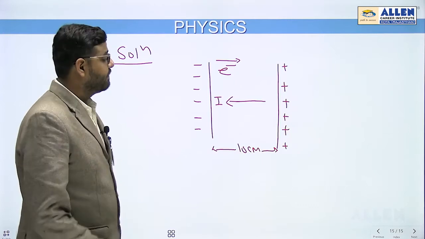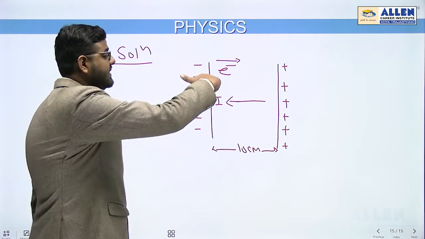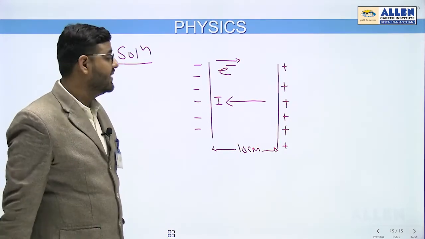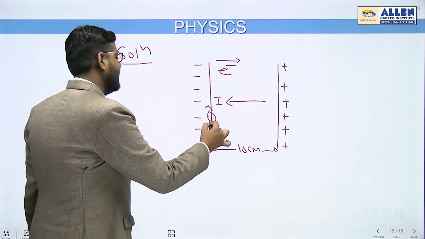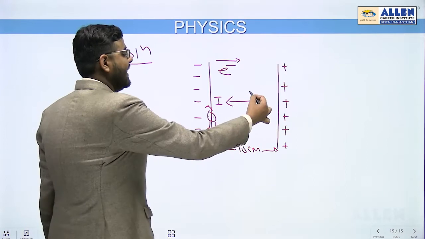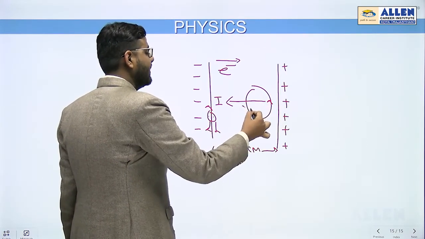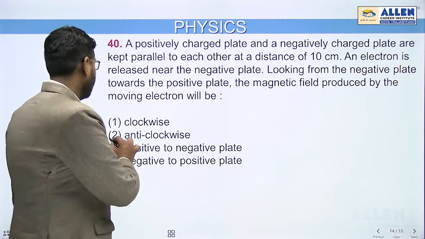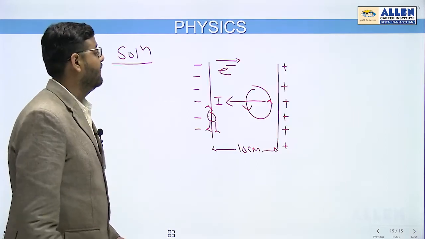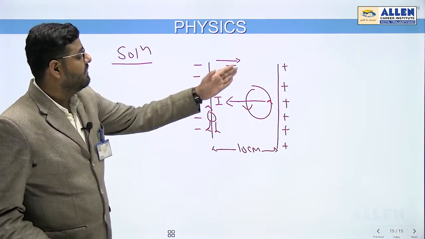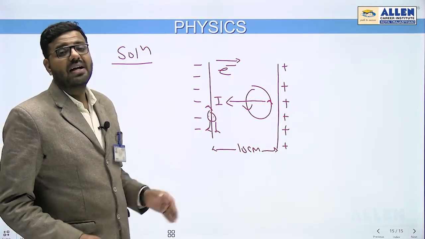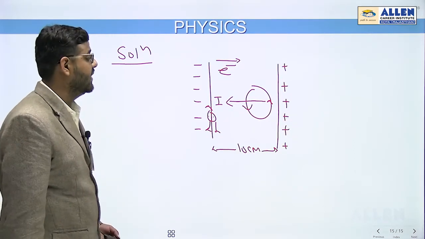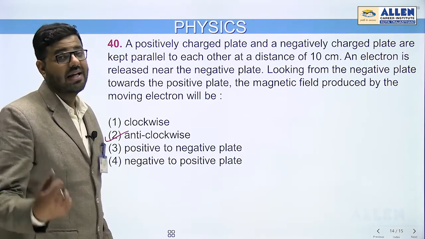Now if we apply the right hand thumb rule, we can see the magnetic field seems to be in anti-clockwise direction. So if an observer is at the negative plate, for this observer the magnetic field produced will look anti-clockwise. So the correct answer for this question is option 2, that is anti-clockwise. If an observer is at the negative plate and looks at the magnetic field produced, the magnetic field will appear to him in anti-clockwise direction. So the correct answer for this question is option 2, that is anti-clockwise.